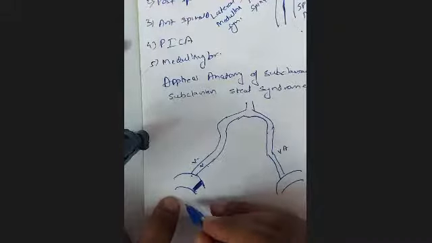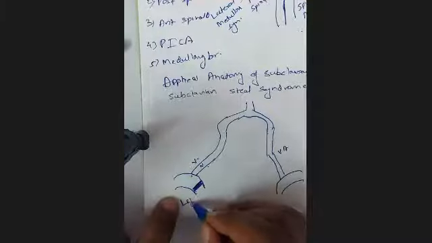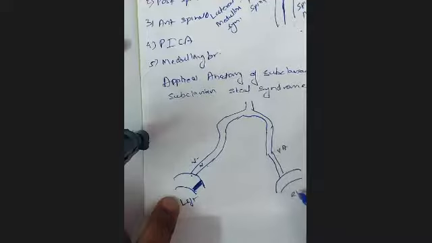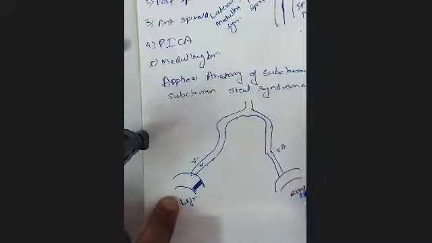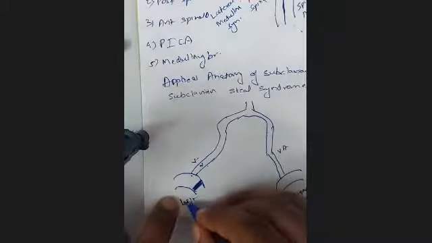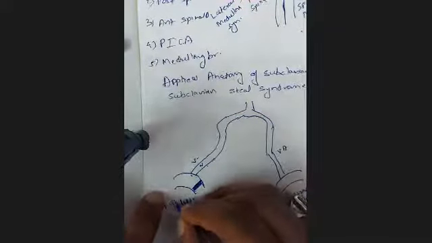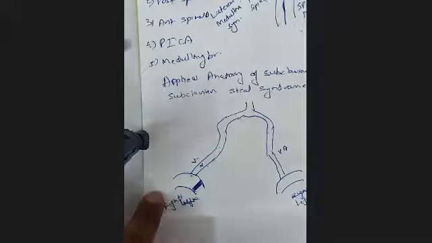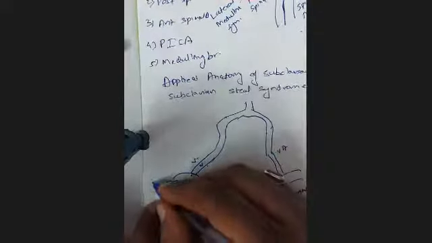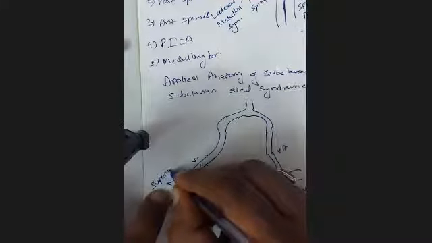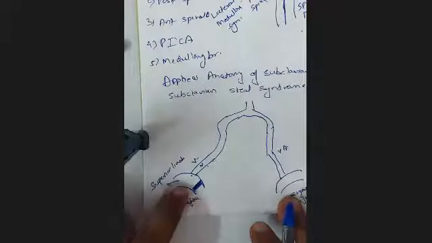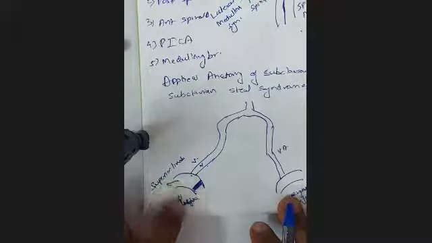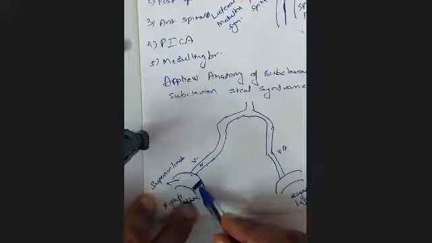Suppose there is a block on the left side, and this is the right side. I'm talking about my right side. Otherwise, if you are talking about the person standing in anatomical position, this will be left and this will be the right side. So suppose there is a block on the right side. Now this is supposed to supply the upper limb, but the upper limb is not getting blood because the subclavian is blocked.